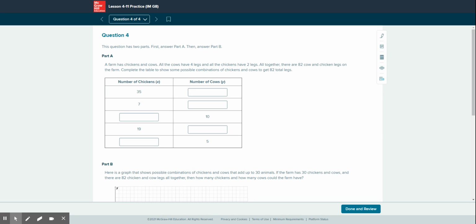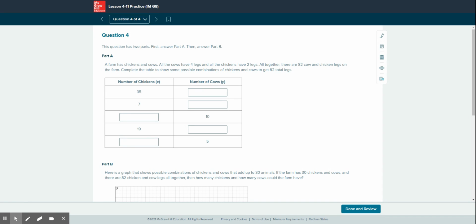What I like to do with these ones first is to have an equation, because that equation simplifies the whole thing for me. We know the number of chickens is x. We know the number of cows is y. Every chicken has 2 legs and every cow has 4 legs, and altogether they've got a total of 82 legs.